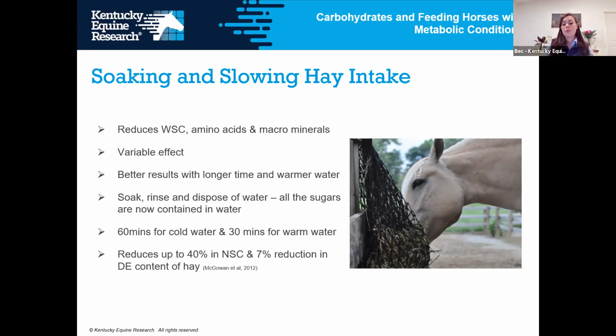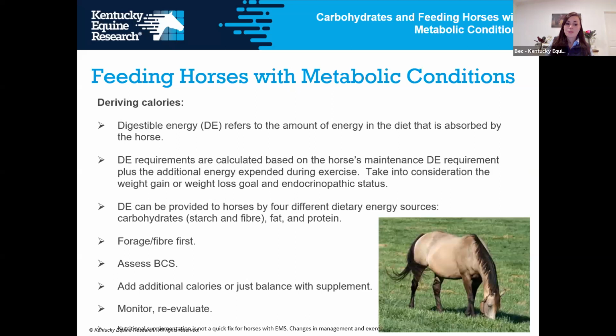We know that it reduces up to 40% of non-structural carbohydrates and up to 7% reduction in digestible energy content of the hay. And usually what we recommend is around 30 minutes for warm water and 60 minutes for cold water. Make sure that it's soaked, fully submerged, and then actually bring it out of the water and throw that water away. Let the hay drip dry before you give it to the horse, because we do know that that's where all the sugar is now. So we don't want that horse to have access to that.